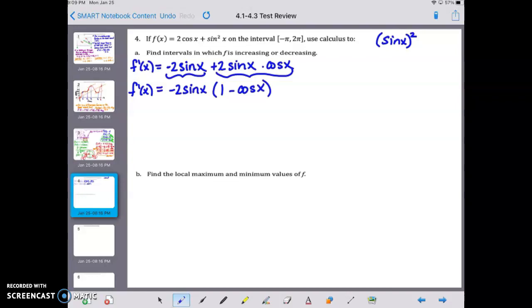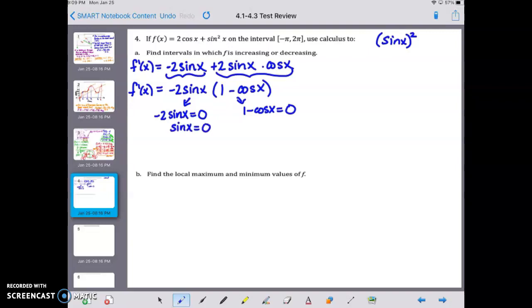And now the question that I have to answer to find my critical values is, where is this equation equal to 0? And since I factored it now, basically I'm just looking for where is negative 2 sine x equal to 0, and where is 1 minus cosine x equal to 0. All right, well, if I divide by negative 2, I still have 0, right? So this is just going to be, where is sine x equal to 0?